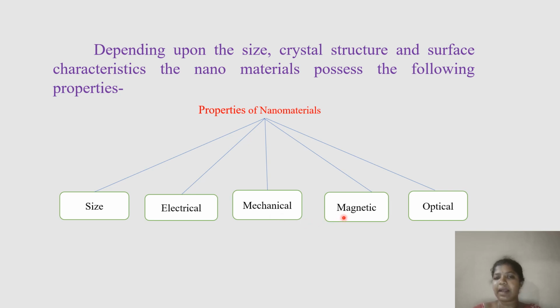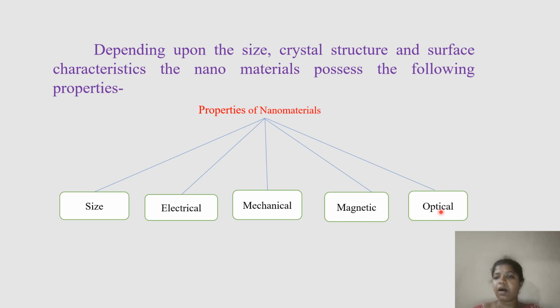It is the strongest and stiffest one. And next one is magnetic properties. Nanomaterials can also exhibit magnetic characteristics. Bulk material possesses less magnetism, whereas nanomaterial possesses high magnetic nature. For example, in bulk form, sodium and potassium possess paramagnetic nature, whereas in nanomaterial form, sodium and potassium exhibit ferromagnetic nature.